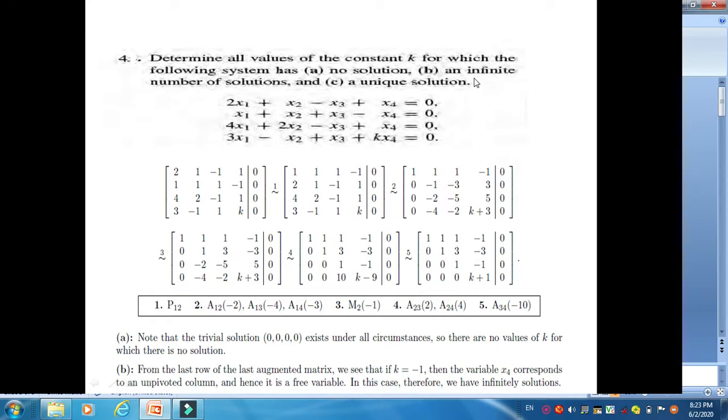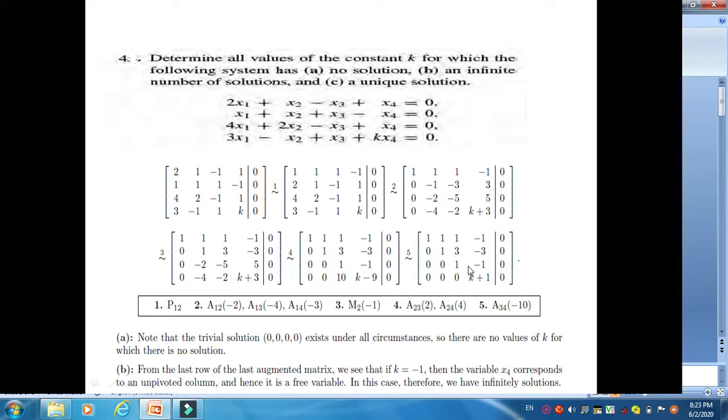Second, an infinite number of solutions. So the lemma tells us the condition for an infinite number of solutions is that the rank of the coefficient matrix is equal to the rank of the augmented matrix. So here you see the rank of the coefficient matrix is 4 and the rank of the augmented matrix is also 4. So both ranks are equal, both rank 4.